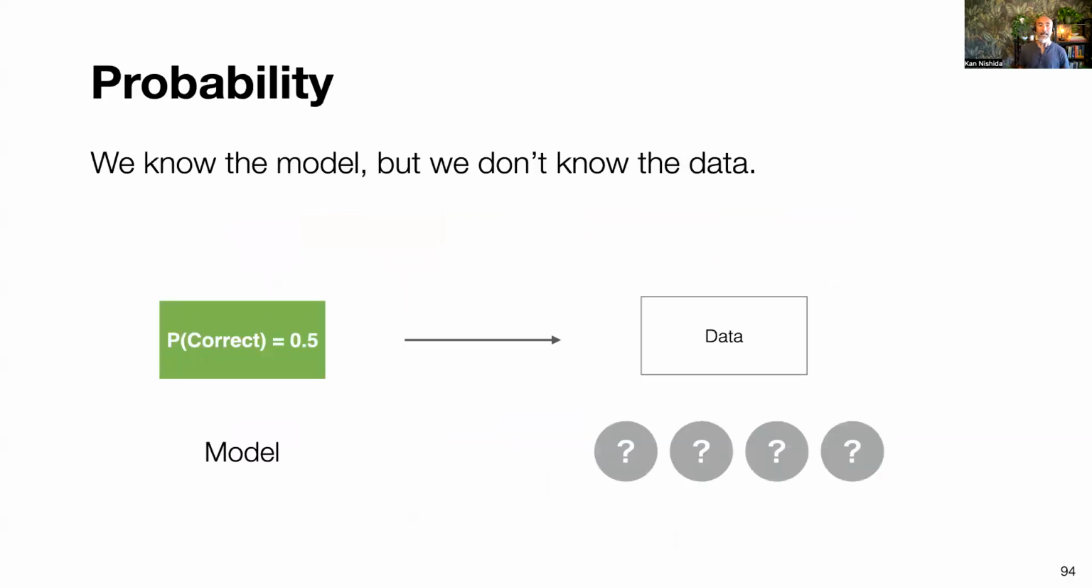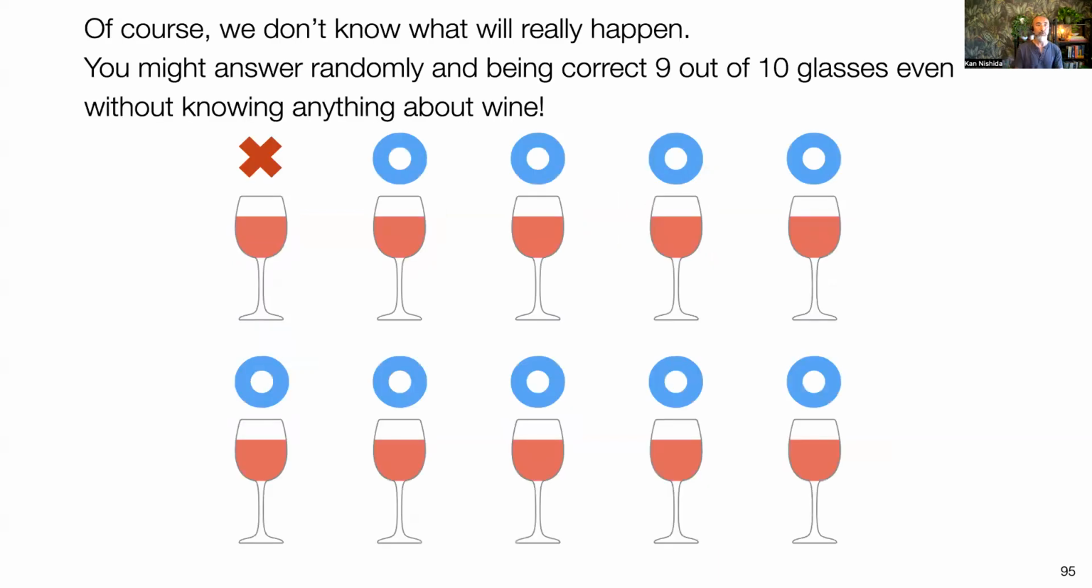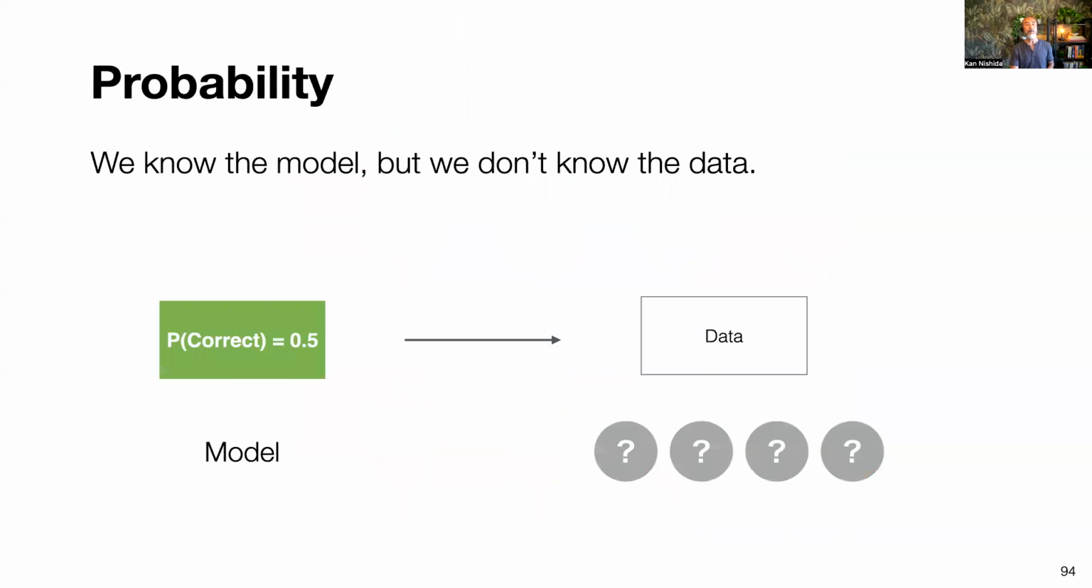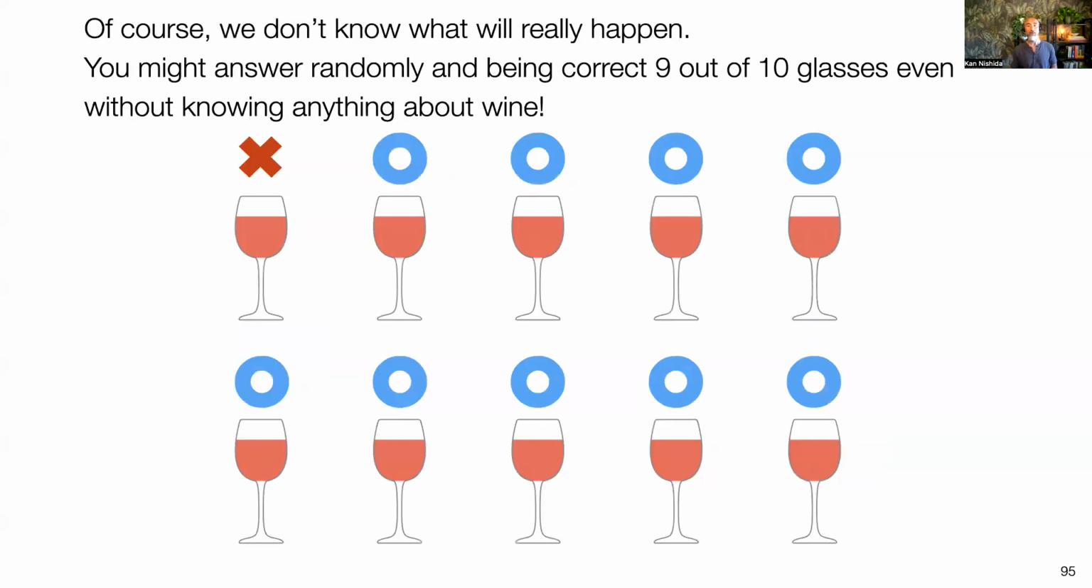Then the probability, again, is that we know the model, but we don't know the data. Assume this person doesn't know anything about the wine, but can still answer randomly and be correct 9 out of 10 glasses, even without knowing anything. That can happen, right? If you don't know anything about the wine, supposedly it's 50%. So with 10 glasses, you should be able to answer 5 correctly and 5 wrongly. That's 50%. But you might be correct 9 out of 10.